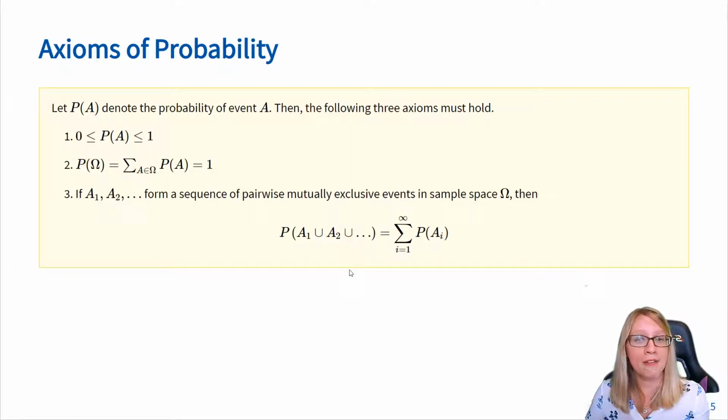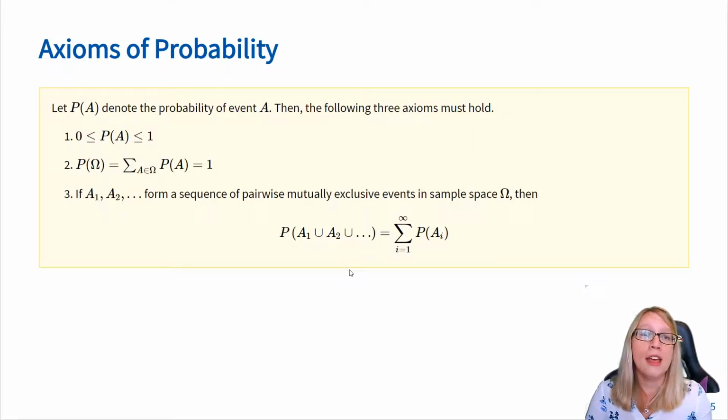On the lower end of that range, 0 represents an event that could never happen, something that will never occur. A 1 on the other side is an event that's guaranteed. An event with probability 1 will always happen. For example, something in the sample space must always happen, which leads us to axiom 2. If you take the probability of all of the simple events in our sample space omega and add those up, the total must be equal to 1. Something in the sample space has to occur.